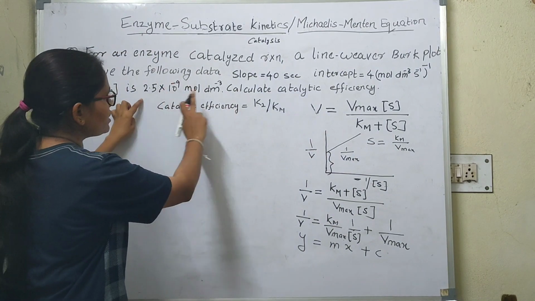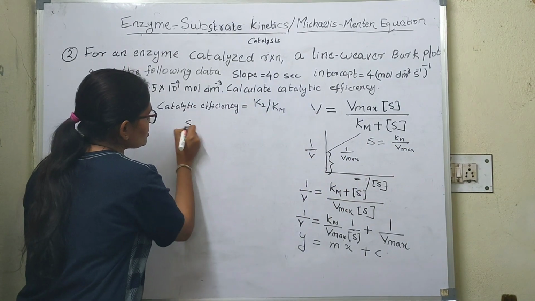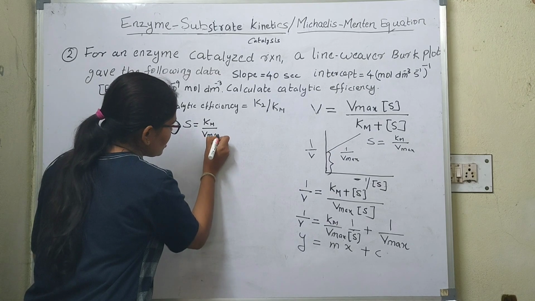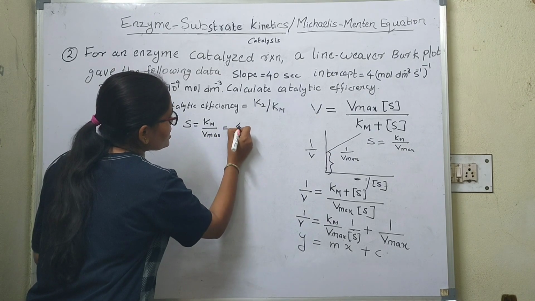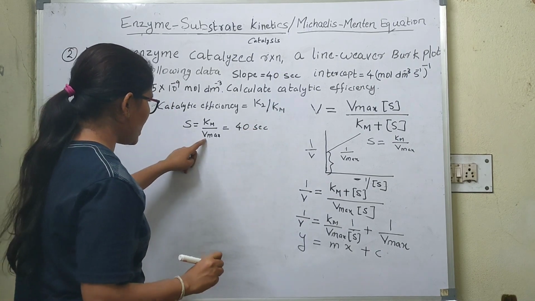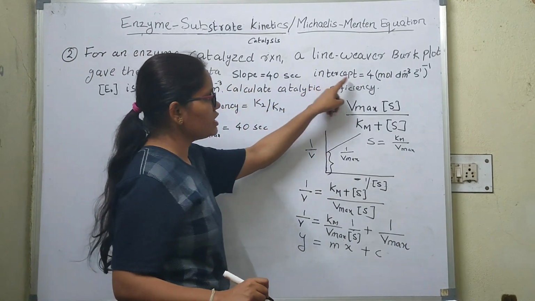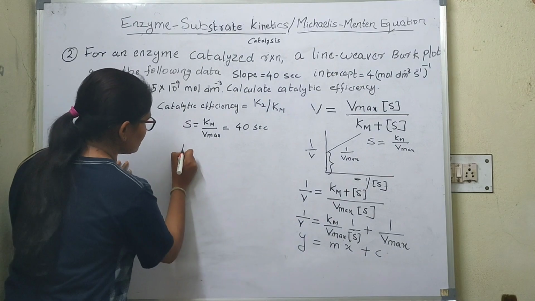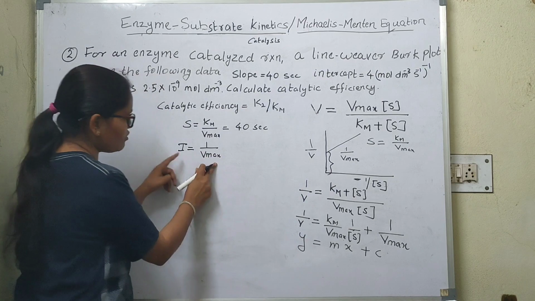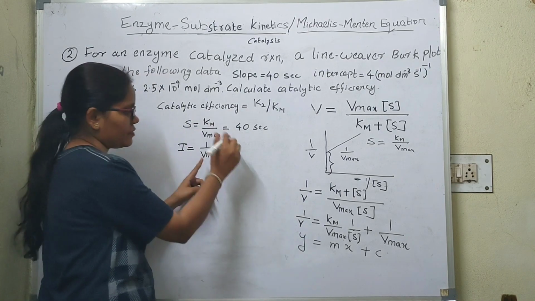So here you are given the slope value. What is the slope? Km by Vmax. So the slope is Km by Vmax, which is 40 seconds. Here we do not have the value of Vmax, so we cannot find Km. But you are also given the intercept value. So intercept is 1 by Vmax. So from here we can find the Vmax value, and we can put it in this equation to get Km.